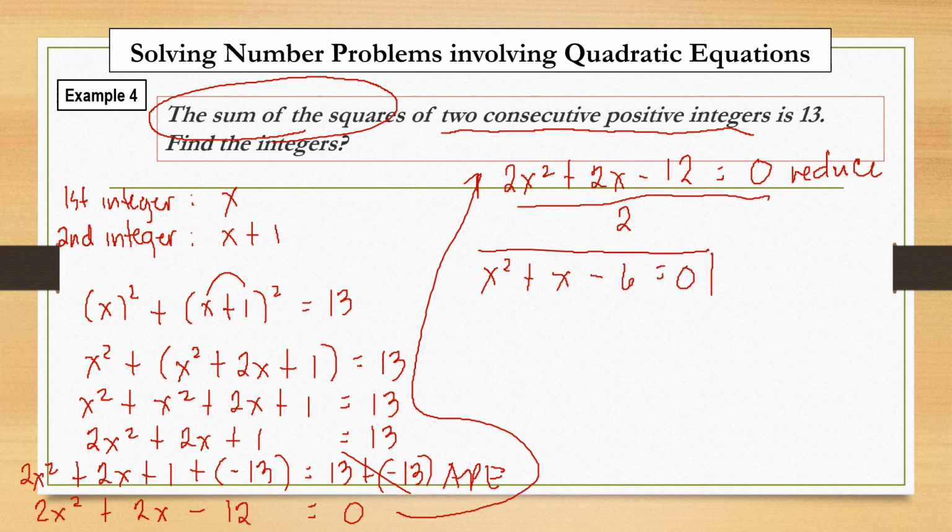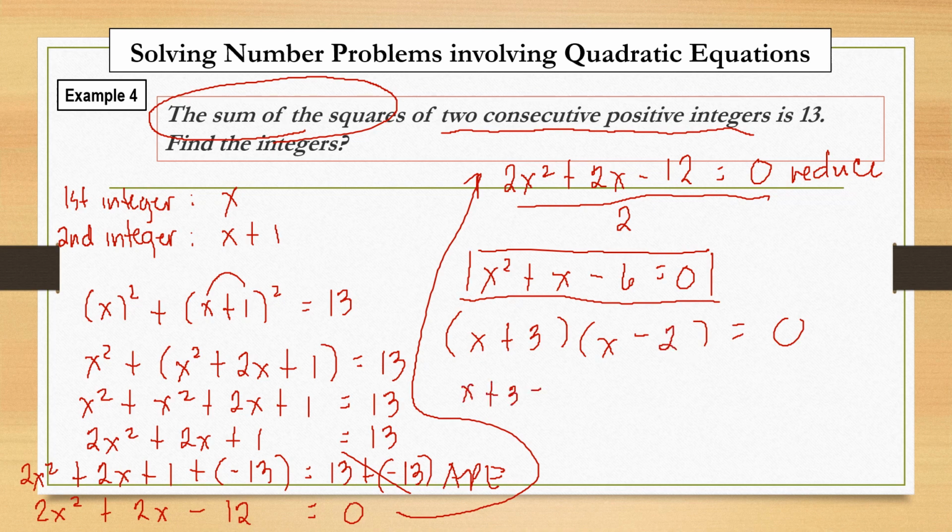This is now our quadratic equation in standard form. Let us solve it by using factoring. So what are the factors of negative 6 that will give us positive 1 when added or subtracted? That would be positive 3 and negative 2. Apply zero product property. We have x plus 3 is equal to 0, x minus 2 is equal to 0. So here we have negative 3, and then here we have positive 2.